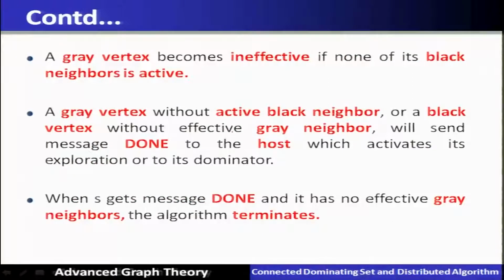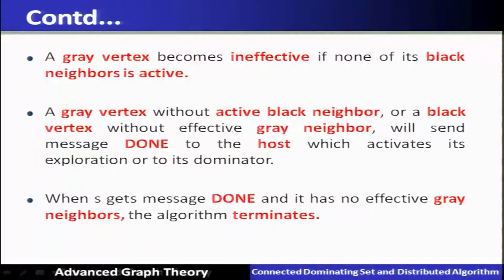Now the gray vertices become ineffective if there is no active black neighbor. So when no effective black neighbors remain, the gray neighbors become ineffective.